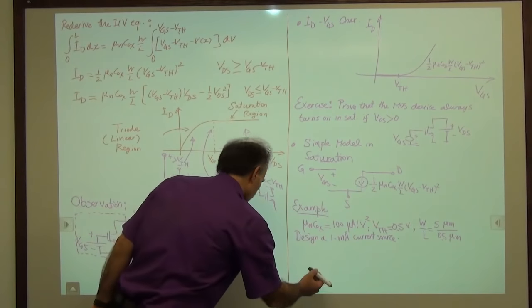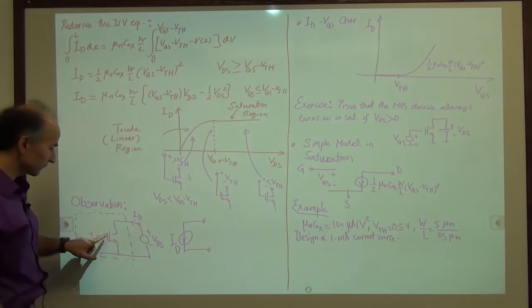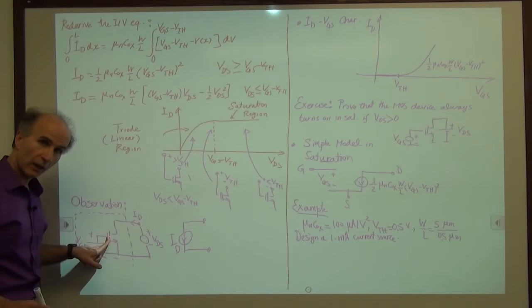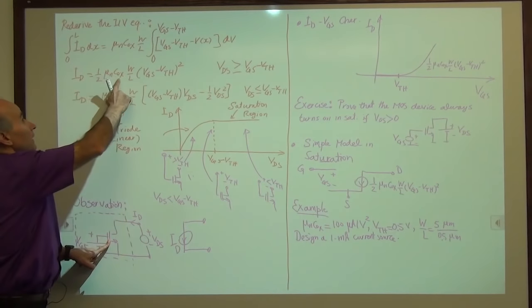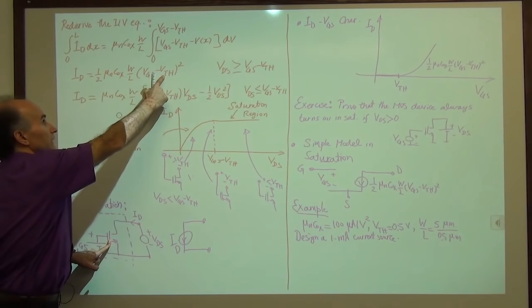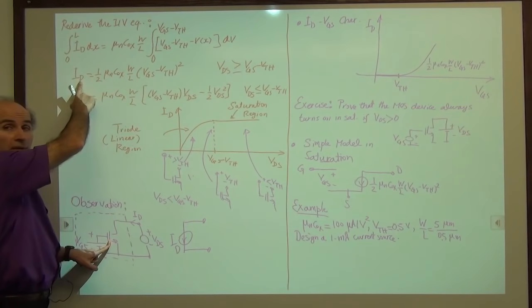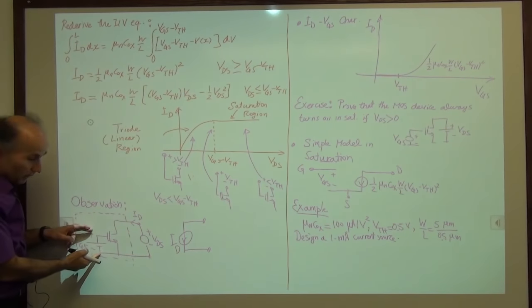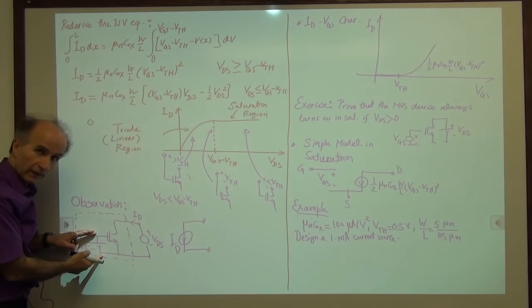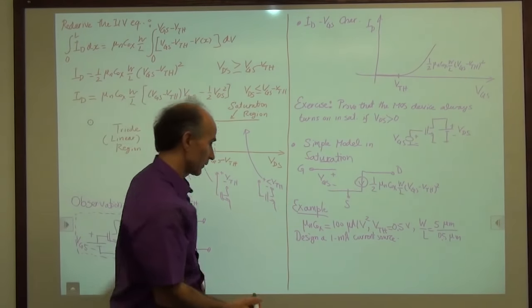So here's the situation. If I go back here, I have a device. I know its mu n C aux and W over L. So I know this, I know this, I know the threshold, and I know the drain current. What do I need to find? It's just VGS, right? So I need to find out the battery voltage that is connected between the gate and the source. So let's go ahead and do that.